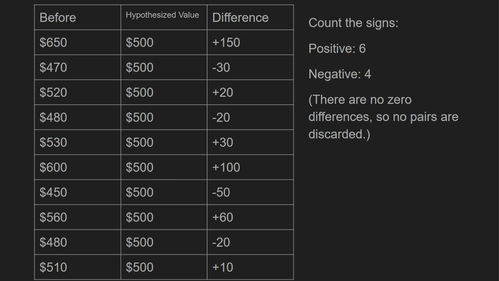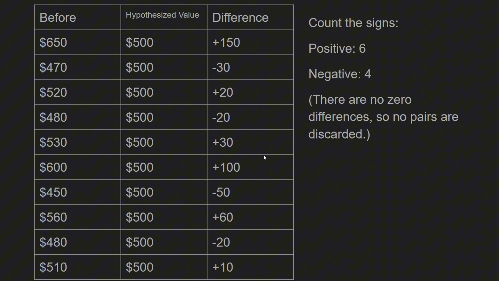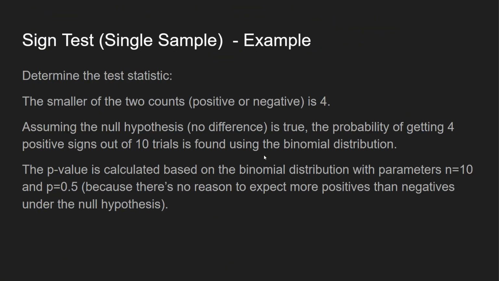Regardless, by doing this, we get 6 positive values: 150, 20, 30, 100, 60, and 10. And then we have 4 negative values: negative 30, negative 20, negative 50, and negative 20. No zeros, so nothing to remove here. Our test statistic, the minimum between 6 and 4, is going to be 4.